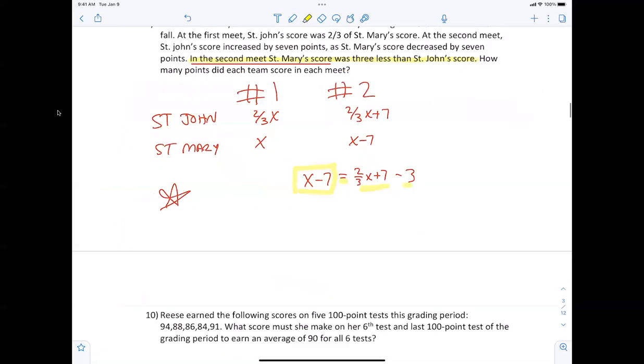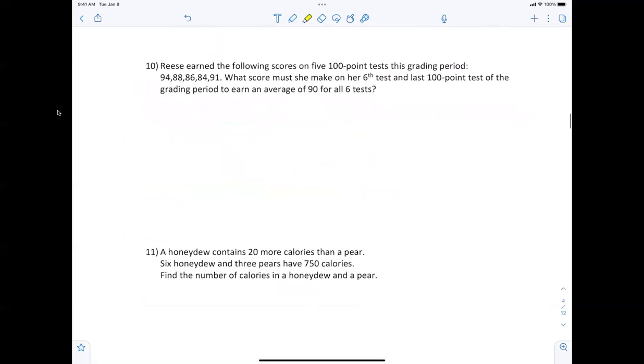Number 10, I'm pretty happy. So Reese earned the following scores on 5 100-point tests this grading period. What score must she make on her 6th and last 100-point test to earn an average of 90? All right, so how do we do average, people? Tell me.